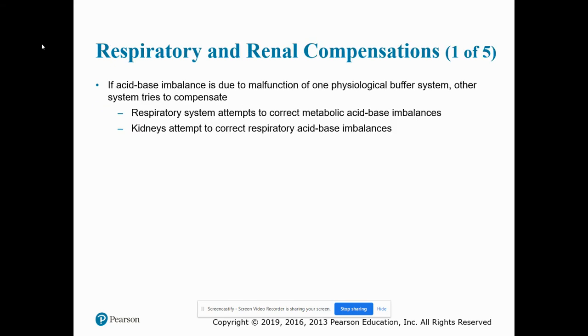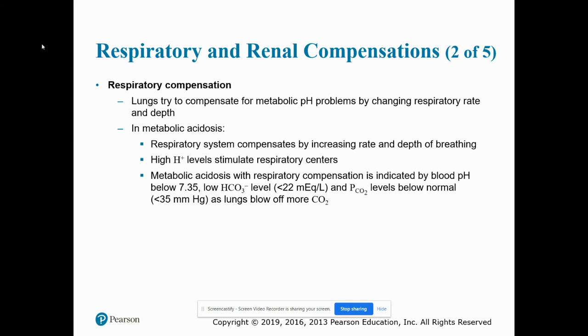If acid-base imbalance is due to malfunction of one physiological buffer system, the other one tries to compensate. In other words, the respiratory system attempts to correct metabolic acid-base imbalances, and the kidneys try to correct respiratory acid-base imbalances. First, we're going to talk about respiratory compensation. So lungs try to compensate for metabolic pH problems just by changing the respiratory rate and depth.